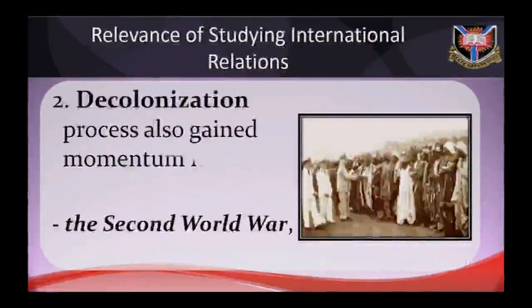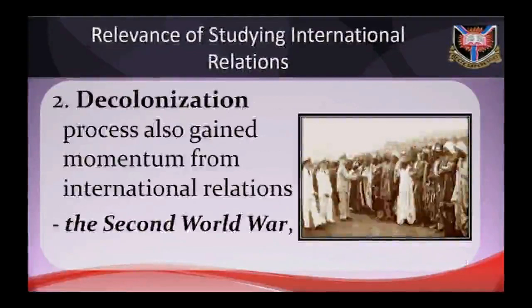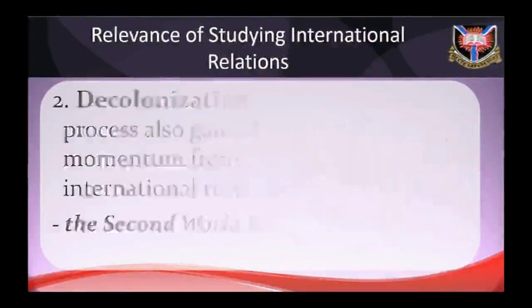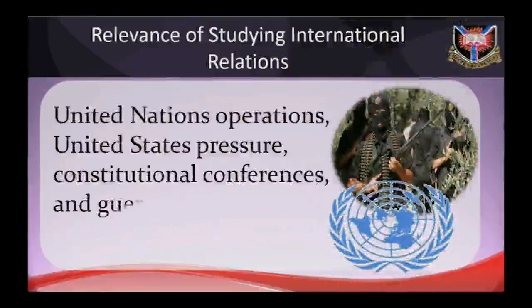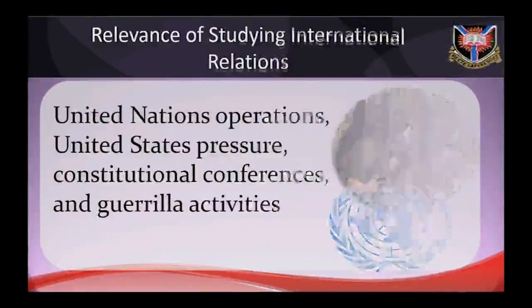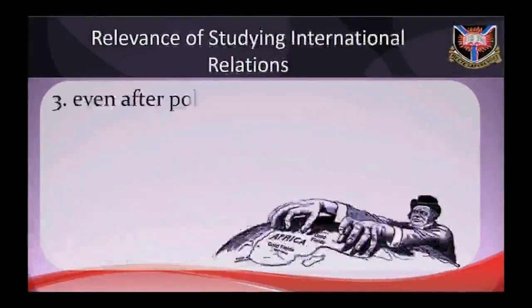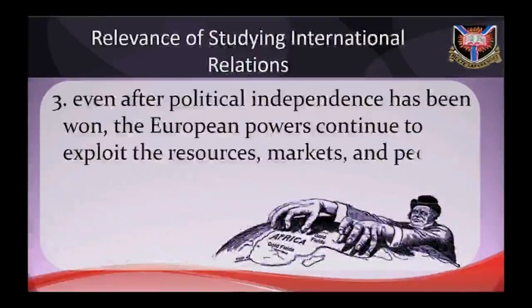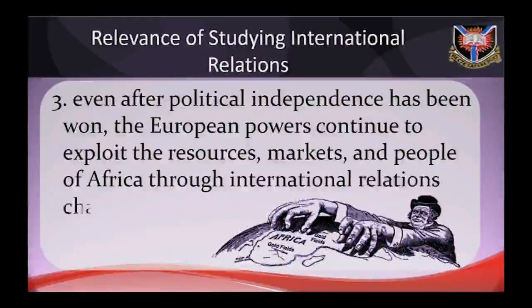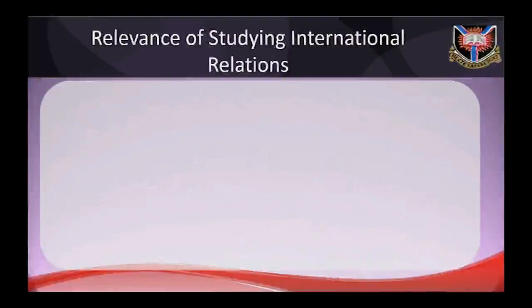Second, the decolonization process also gained momentum from international relations: the Second World War, United Nations operations, United States pressure, constitutional conferences, and guerrilla activities. Third, even after political independence has been won, the European powers continue to exploit the resources, markets, and people of Africa through international relations channels.